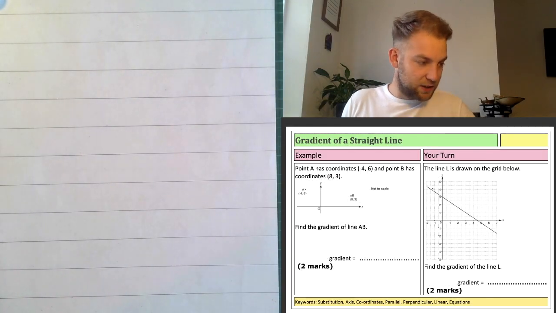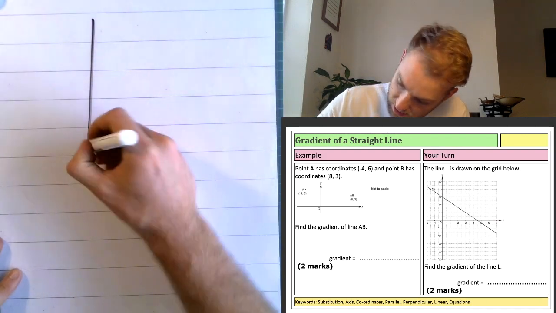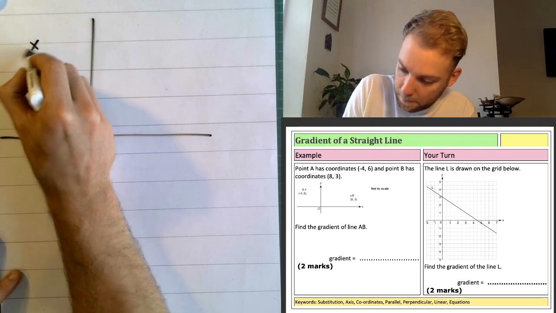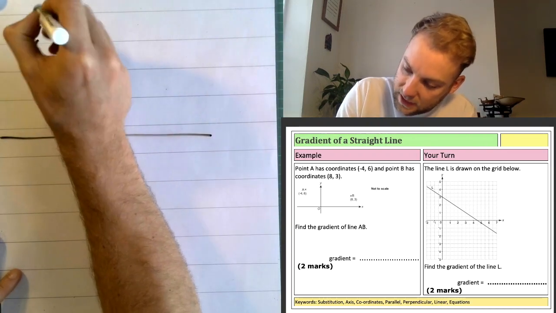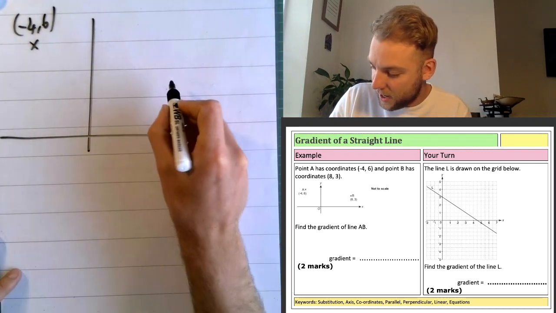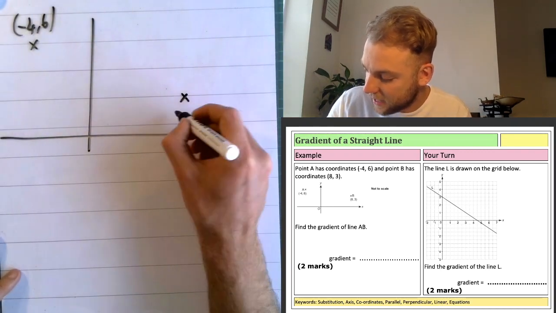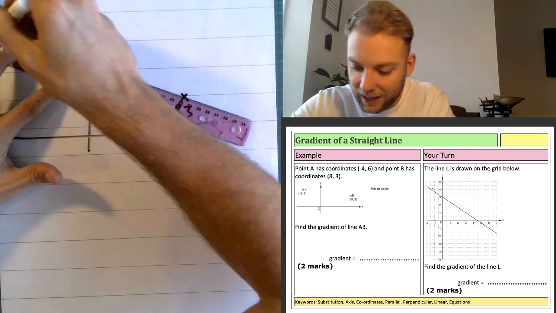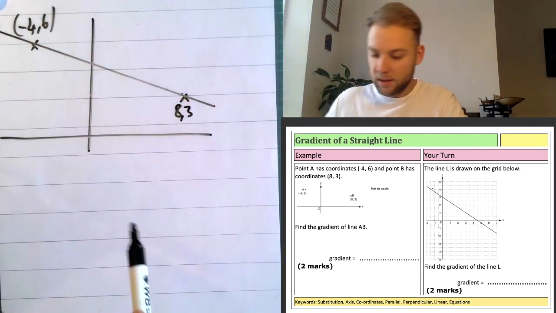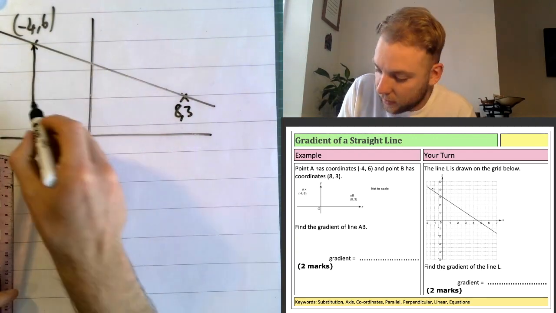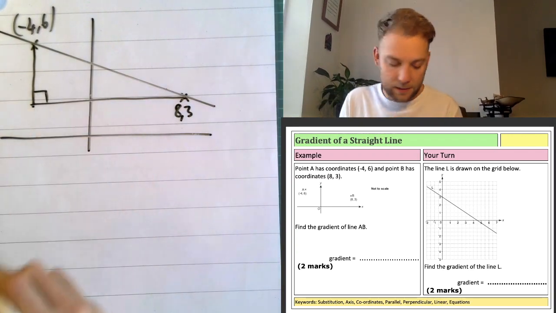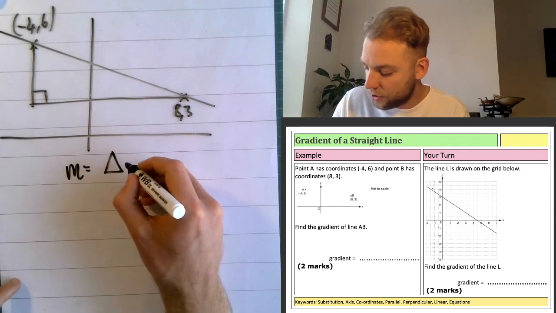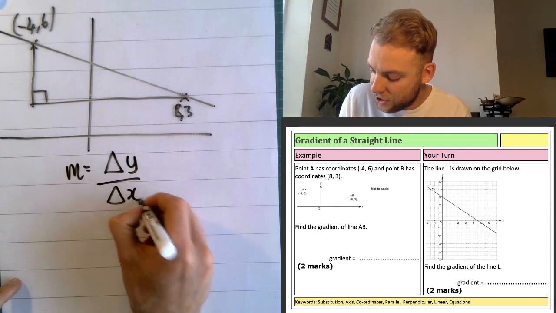So this first one here, they've actually nicely drawn our graph for you, which is across here like this, and they've gone -4, 6. So -4, 6, which is there, and then 8, 3. So 8, 3, 8 across, 3 up isn't as high, 8, 3. And remember, we're finding the gradient of the line that connects these. Okay, we draw a right angle triangle, like so, there. So the gradient m is equal to the change in y over the change in x.